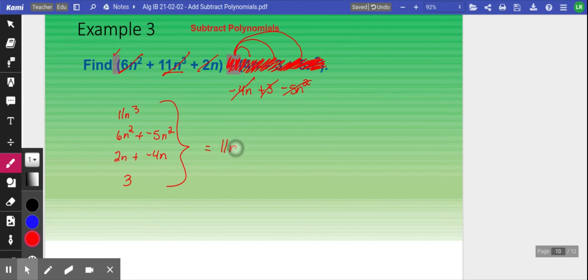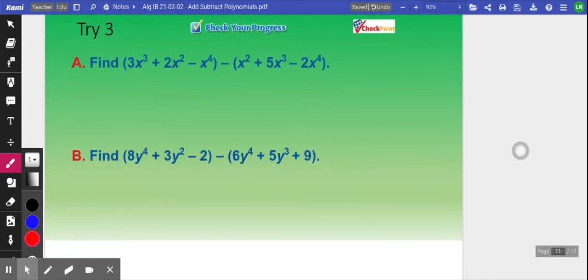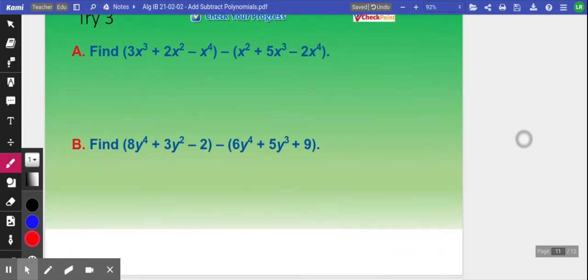So we have 11 n to the third. Add your n squareds. 6 plus negative 5, that'd be positive 1 n squared. 2n plus negative 4n, that would be negative 2n. Then we still have plus 3. That'd be a polynomial with 4 terms of degree 3. Okay, biggest exponent is 3. All right, what I want you to do, go ahead and pause the video and complete these 2 problems.